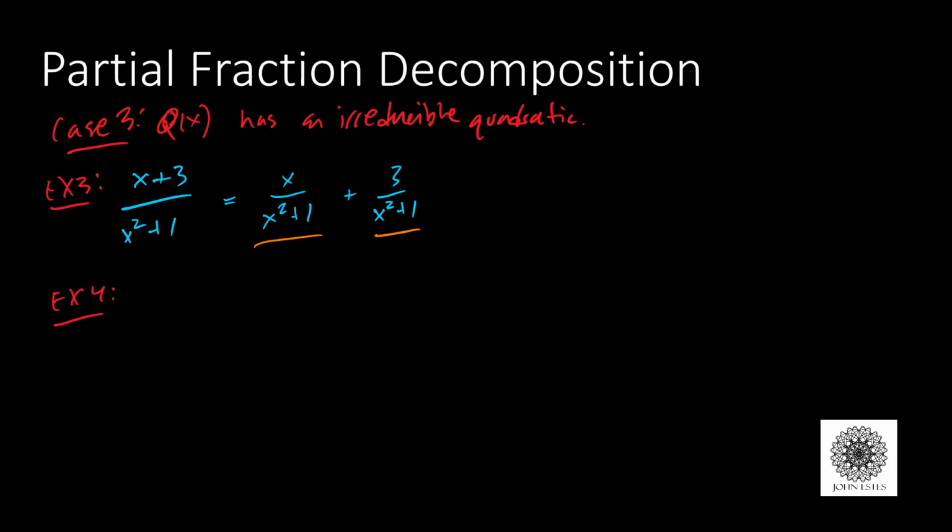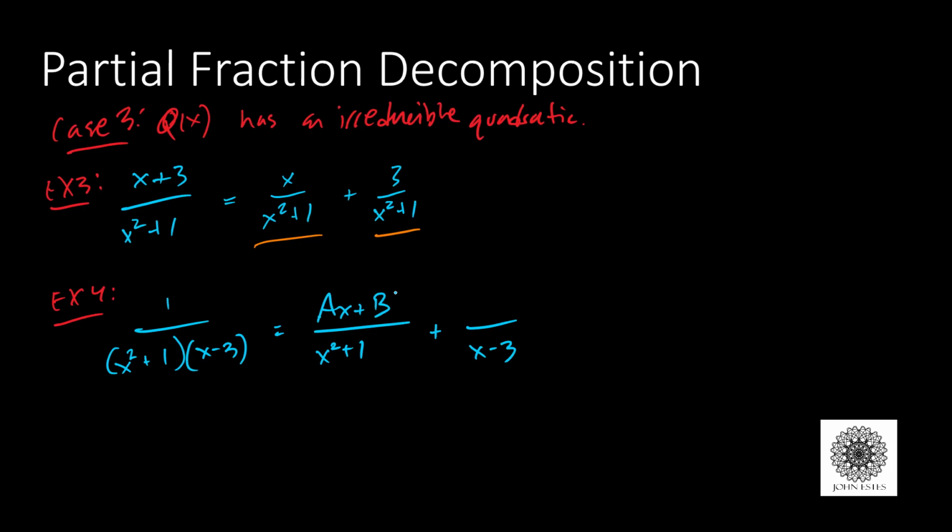So let's look at one where you can't do that. Here, I'm going to have 1 over (x squared plus 1) times (x minus 3). Now this time I have two factors, and one of them is an irreducible quadratic. So again, I want to split this up as something over (x squared plus 1) plus something over (x minus 3). Since this is an irreducible quadratic, that numerator is going to be a linear term, so it's ax plus b. And then that leaves c over (x minus 3).